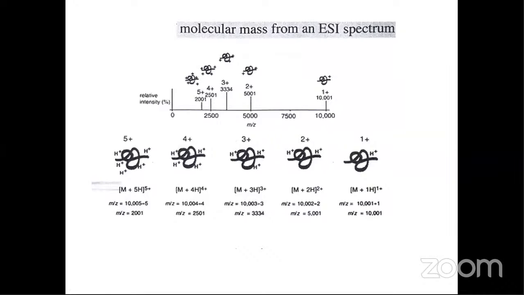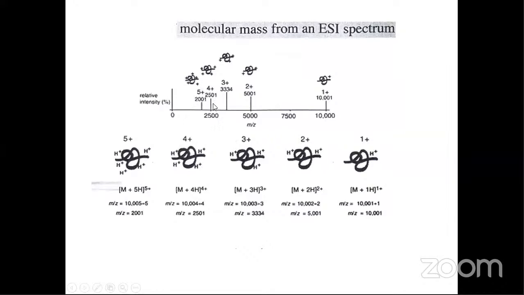So if it is three charges, it will become 10,003, and so we may think it's 3,334. You may get a peak there. So if it is one charge, say 10,000 molecular weight, it will show a peak at M by Z of 10,000. If it has acquired two positive charges, it may be seen at 5,000. If it has acquired three charges, it may be seen as 3,334. If it has acquired four charges, it may be seen as 2,500.